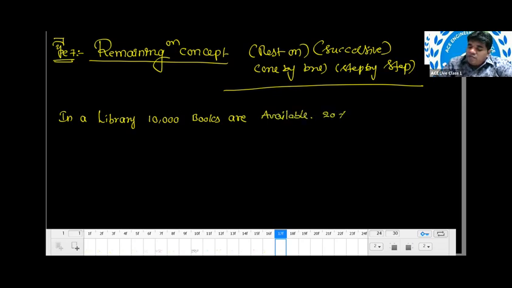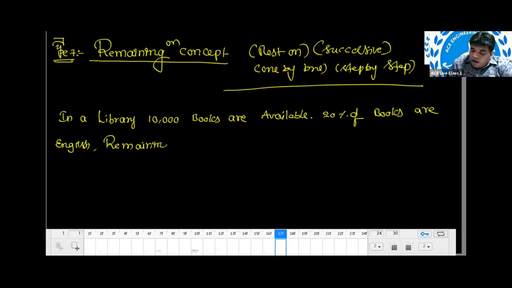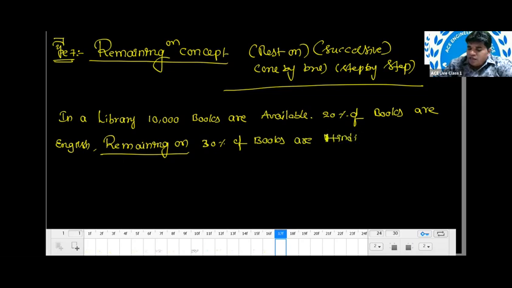20% of books are English. Remaining, 30% of books are Hindi. Remaining, 40% of books are Marathi.